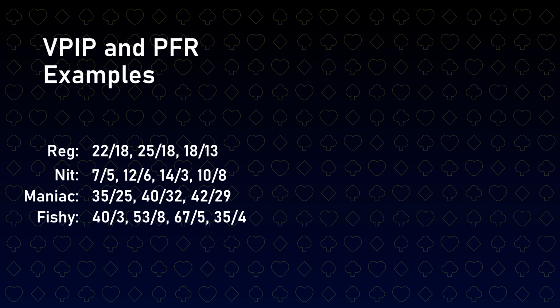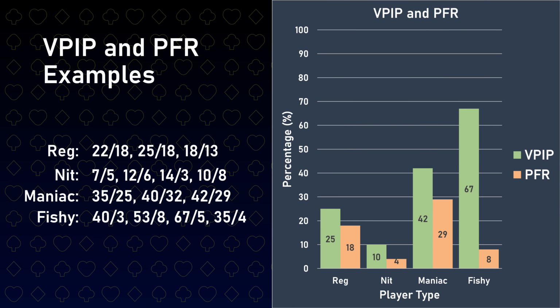Here we can see what the stats look like represented as a graph. The tighter the gap between VPIP and PFR, the more aggressively that player plays their hand pre-flop. As we can see, the small gap may indicate a reg player and is what we want to aim for, whereas the large gap may indicate a player is fishy.